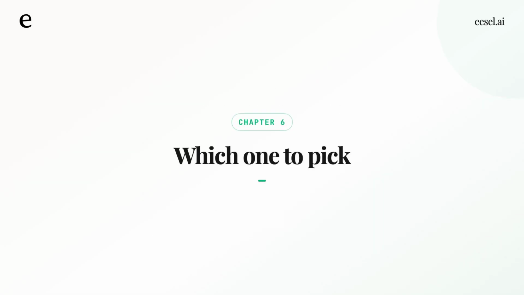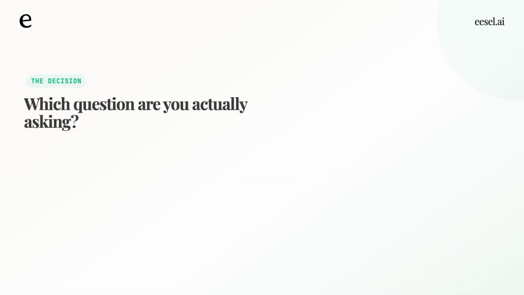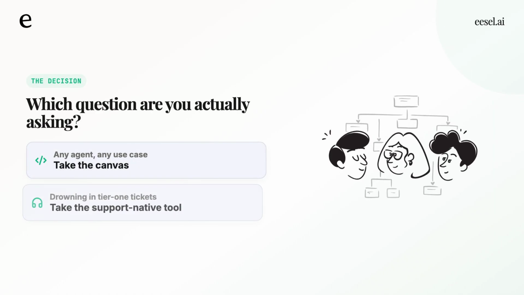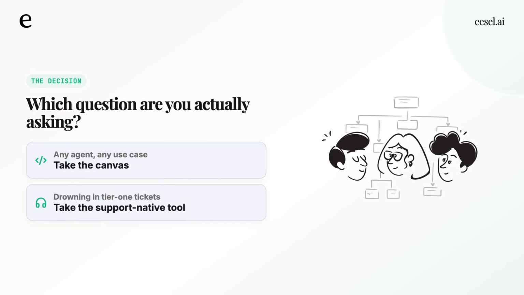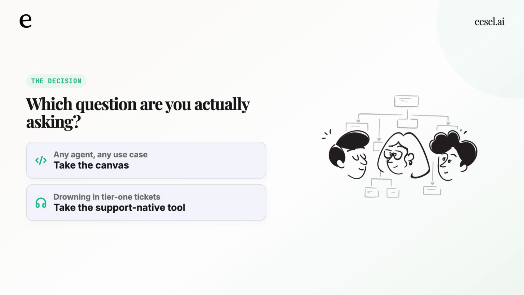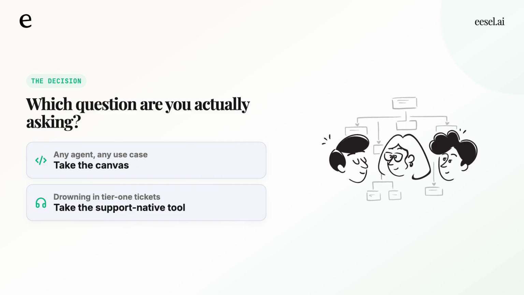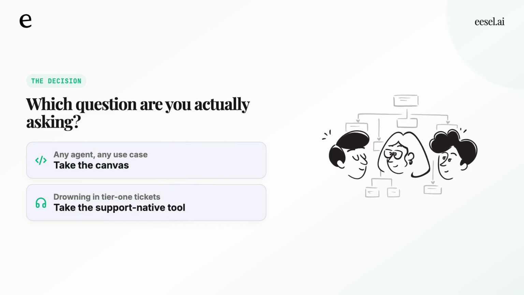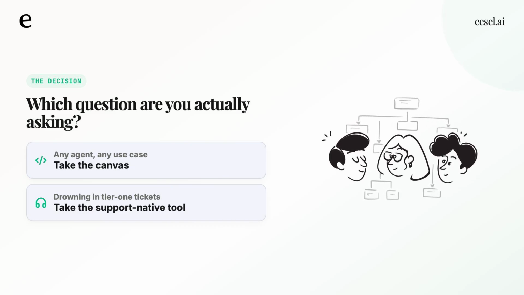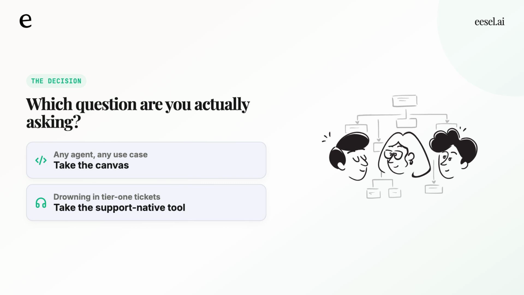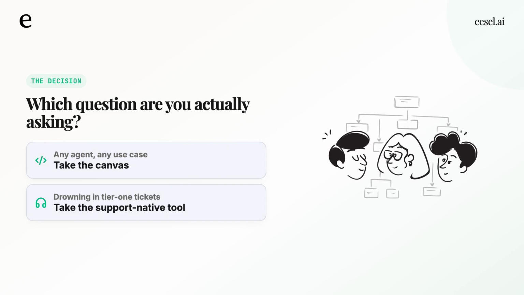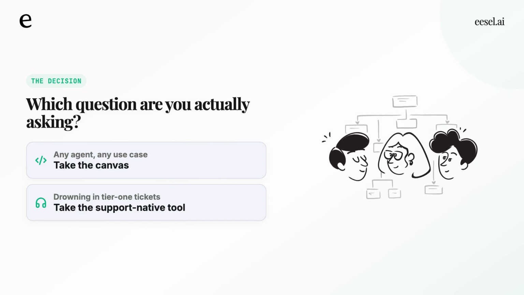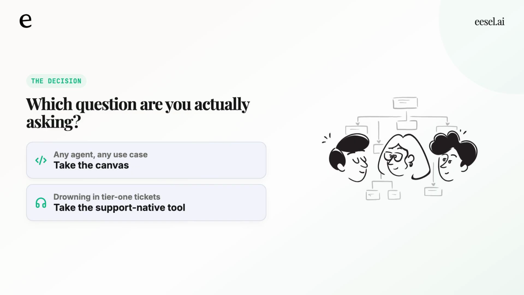The decision collapses fast once you answer one question about yourself. If the answer is anything goes, agent building, take the canvas and pick by ecosystem. Botpress for a flexible all-rounder, VoiceFlow for conversation and voice, Copilot Studio inside Microsoft, Stack AI for regulated enterprise, Relevant AI for multi-agent teams, Lindy for personal automation. If the answer is too many repetitive support tickets, a support-native tool removes the build step entirely.